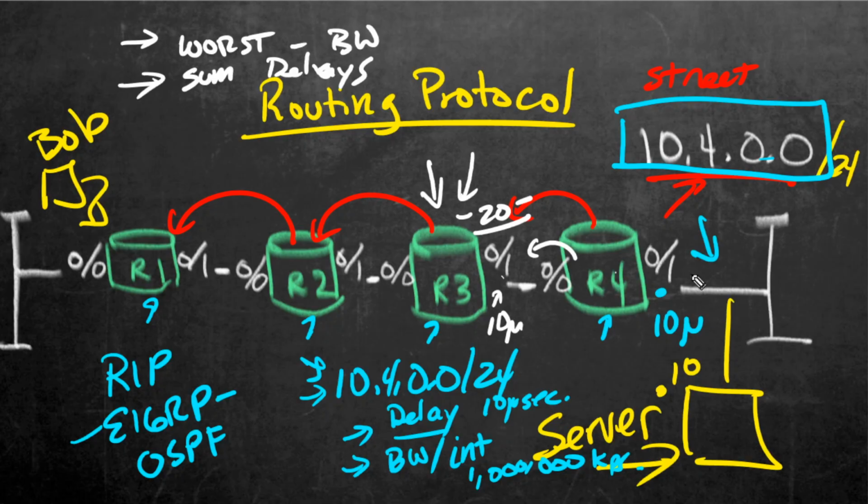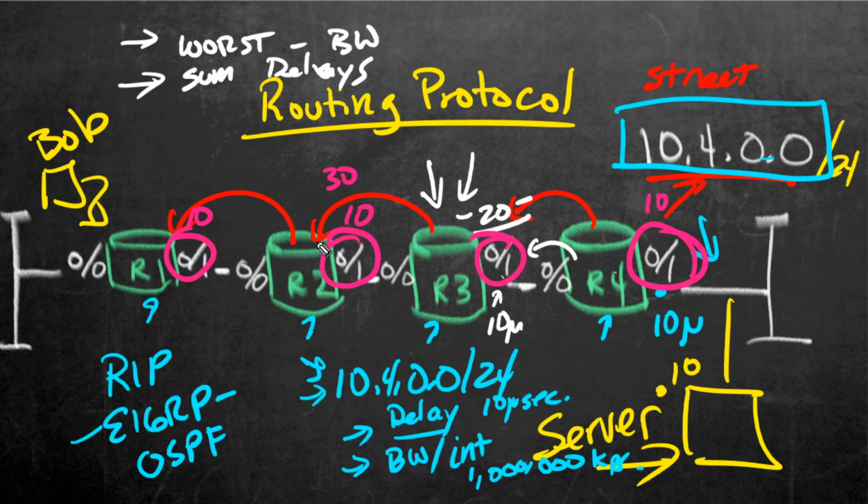So let's discuss a few things. On this interface right here, which is directly connected to the 10.4 network, it's a gigabit and the default delay is 10 microseconds. On this interface, where we're learning the route, it's also a gigabit interface, and by default, it has a delay of 10 microseconds. And the same thing is going to be true for here and here. So as that route gets propagated, R4 tells R3, R3 advertises it over here with a sum of the delays of 20, and R2 is going to add 10 more.